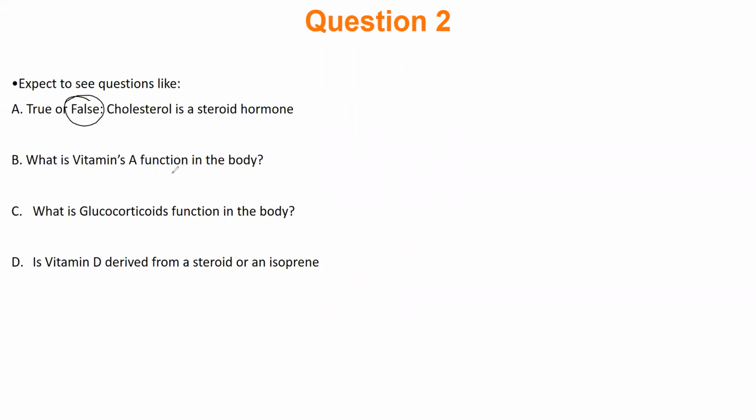What is vitamin A's function in the body? Photoreceptor. This is what's in your eye, and when light hits it, it goes through a chemical change, and that's how we see light. What do glucocorticoids do? They have a couple of functions. One function is metabolism. They help to control the rates of metabolism. They also help with inflammation. And then vitamin D, is that a steroid or an isoprene? Vitamin D is a steroid derivative.